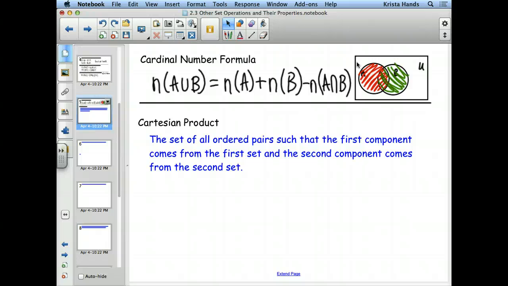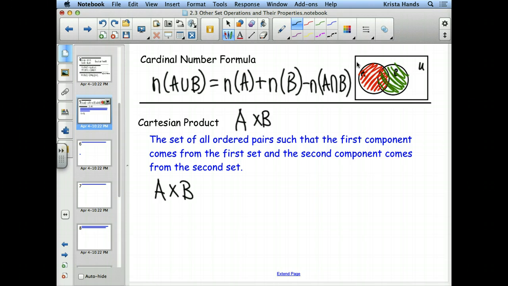All right, there's one other set operation here, and this is Cartesian product. The Cartesian product is the set of all ordered pairs where the first component comes from the first set and the second component comes from the second set. So let me show you how this works. Let's say that we have A cross B, and this is what this looks like. The Cartesian product is A cross B.